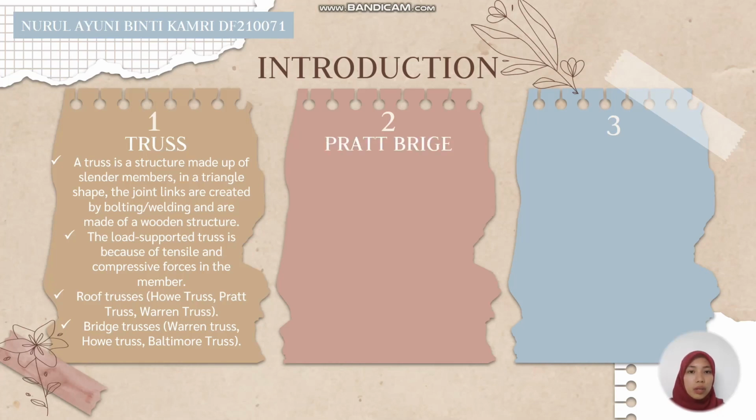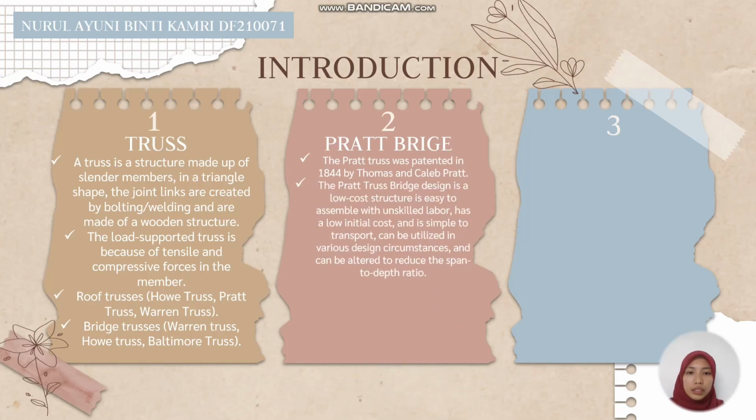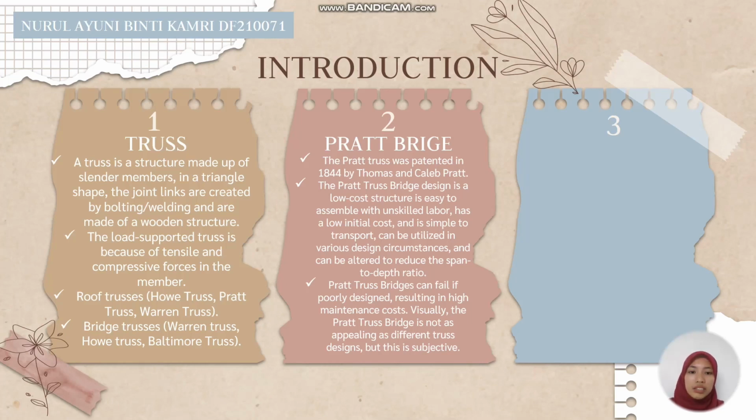Secondly, I want to explain about the Pratt bridge. The Pratt bridge truss was patented in 1844 by Thomas and Caleb Pratt. The Pratt truss bridge design is a low-cost structure, is easy to assemble with unskilled labor, has a low insertion cost and is simple to transport, can be utilized in various design circumstances and can be altered to reduce the span to dip ratio. The Pratt bridge can fail if poorly designed, resulting in high maintenance costs. Visually, the Pratt truss bridge is not as appealing as other truss designs, but this is subjective.